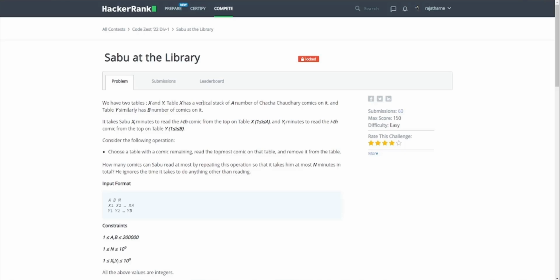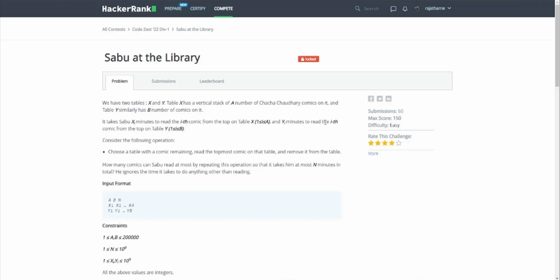The table X has a vertical stack of A number of Chacha Chaudhary comics on it, and table Y similarly has B number of comics on it. Those comic books are kept in a stack, one above the other. It takes Sabu xi minutes to read the ith comic from the top of table X, so i would be between 1 and A, because A is the maximum number of comics on table X.